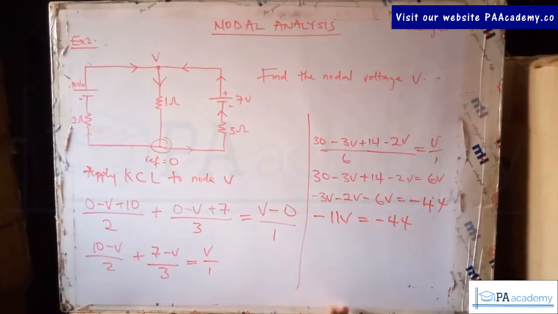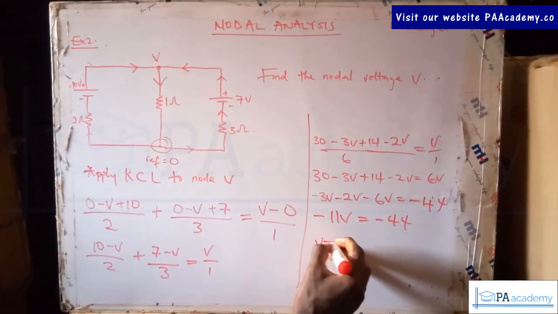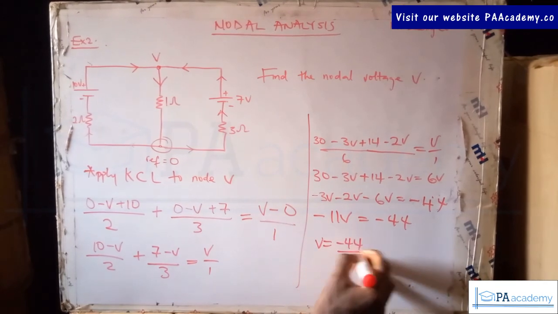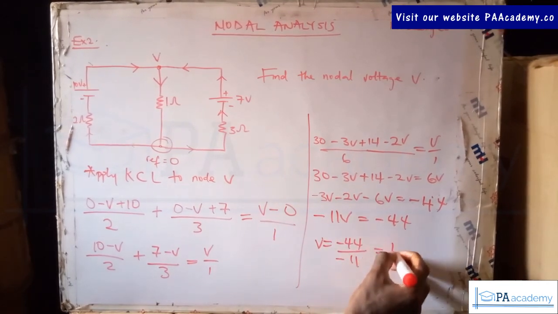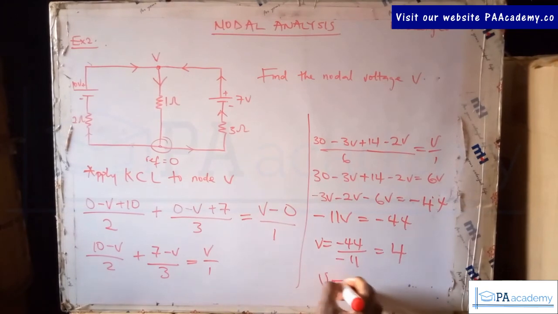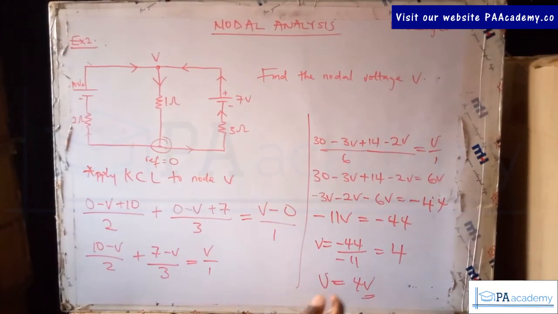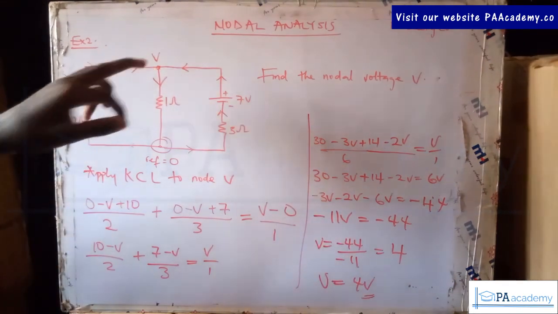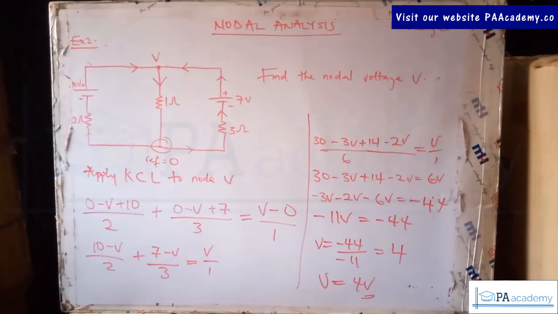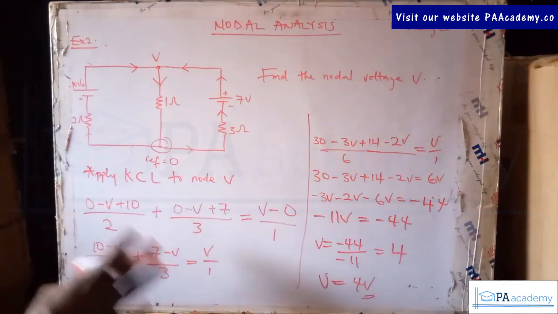So here we can divide both sides by minus 11. So that means our V will be minus 44 over minus 11. And that will give us 4. So that means our V is 4 volts. And don't forget your units. Always include your units. So what it means is that the voltage at this point is 4. The voltage at this point is 4. So this is how to solve this.